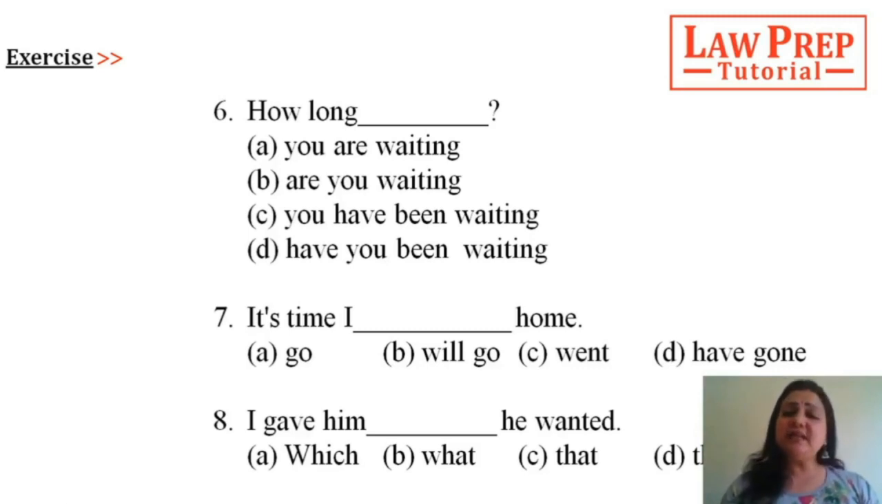So when it is time, I dash go home. The rule of "it is time" is we only use one tense, that is the simple past tense. It is time, I go. Which tense is go? Simple present. Which tense is will go? Simple future. Which tense is went? Simple past. And have gone? Present perfect. So my answer will be, it is time, I went home.